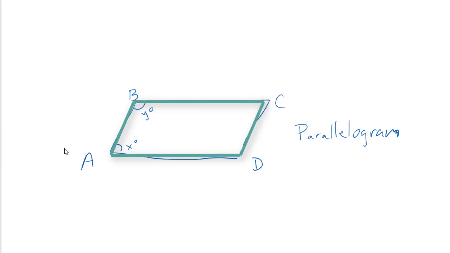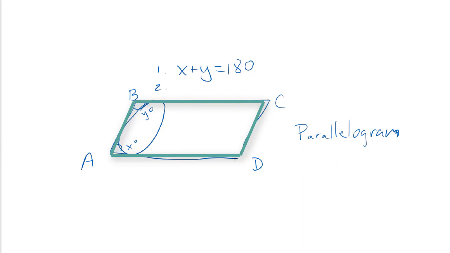We can see another consequence of our transversals of parallel line theorems in parallelograms. So suppose we have parallelogram ABCD, where BC and AD are parallel, AB and CD are parallel, and we've got interior angles X and Y. What do I know here? Well, based on my transversals of parallel lines, I can figure out that my adjacent interior angles in a parallelogram must sum to 180. So x plus y equals 180 degrees in a parallelogram.